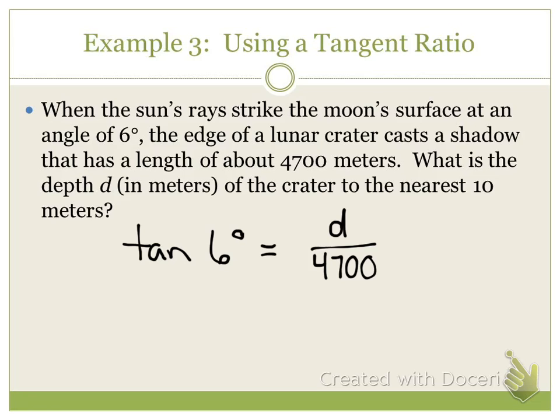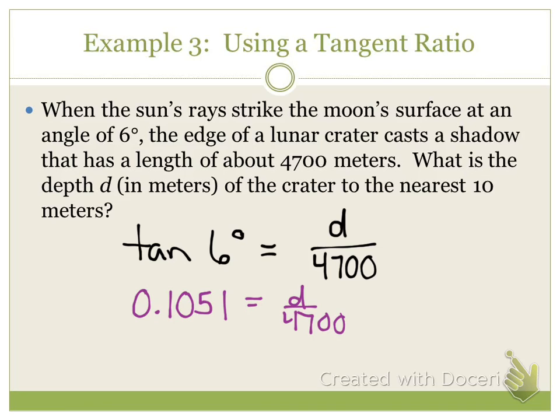So now you've got to do two calculations. The first thing is you've got to find the tangent of 6 degrees. So in your calculator, tangent of 6 degrees rounded to four decimal places gives me 0.1051 equals D over 4,700.